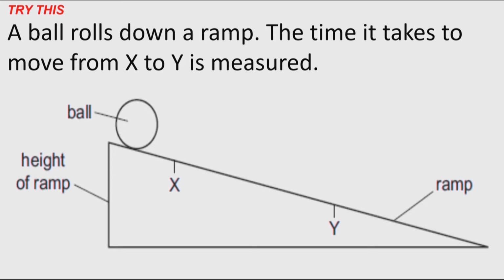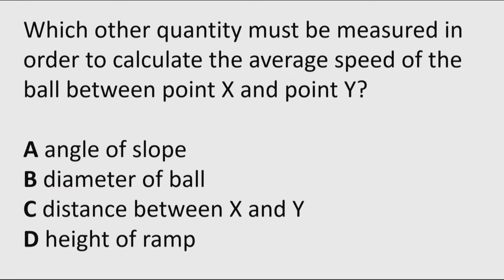Now, try this one. A ball rolls down a ramp. The time it takes to move from X to Y is measured. Look at the diagram. The ball is rolling down, and I want to know the average velocity of the ball from X to Y. And here the time has been measured. Now, what other quantity must be measured in order to calculate the speed of the ball?